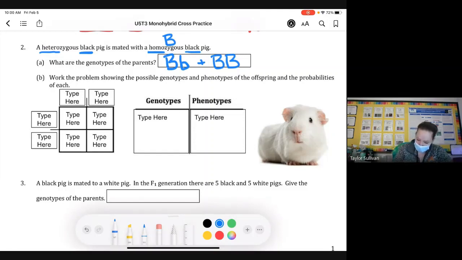Okay, so now we can take these parents and put them on the top and on the side of our Punnett square. Let's put the first parent on the top, big B, little b. And then the other parent had a big B, big B. I'm going to put them on the side, and we're going to figure out what their kids can have.